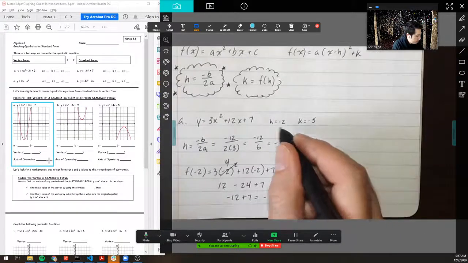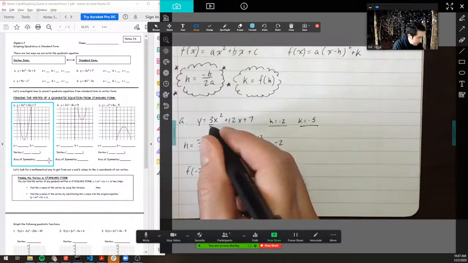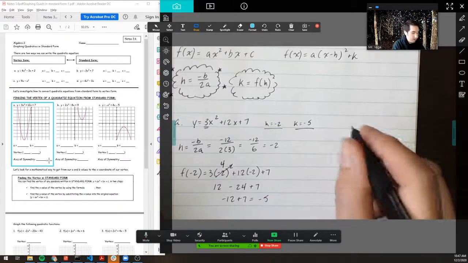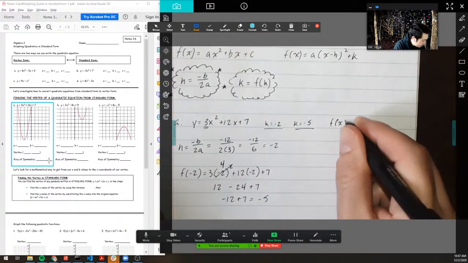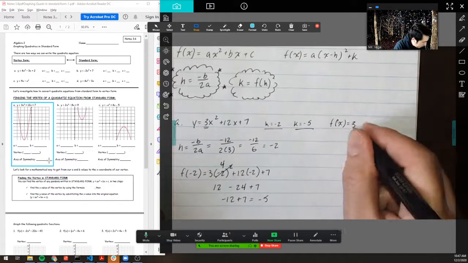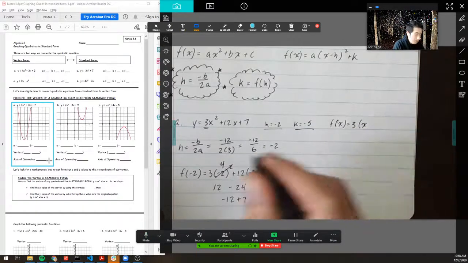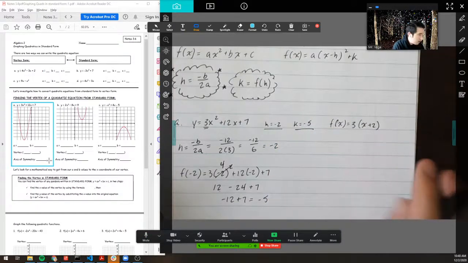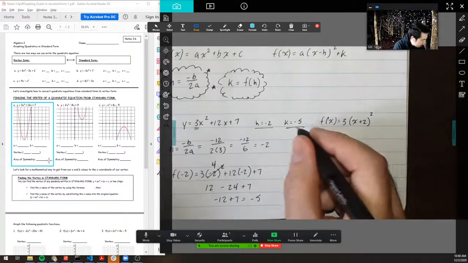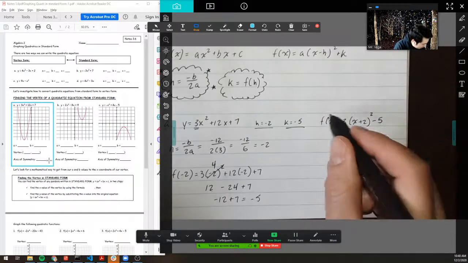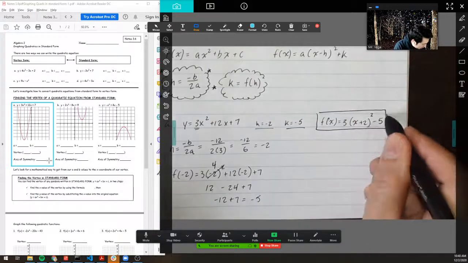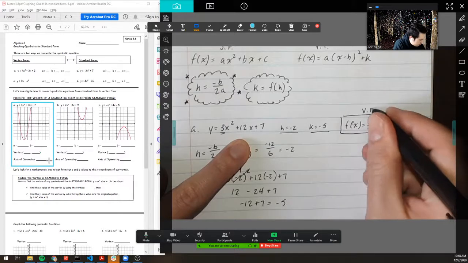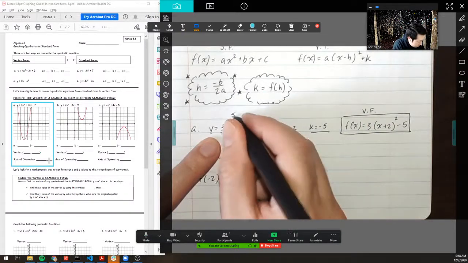So once you know h, once you know k, and you still know a, which is 3, you can write in vertex form. I like to write it as an f, like in function notation. F of x is equal to the a value, 3, times x minus h. Here, h is negative 2, so x plus 2 squared, and now k, so minus 5. So this is the same thing as that. This is vertex form, and this is standard form.